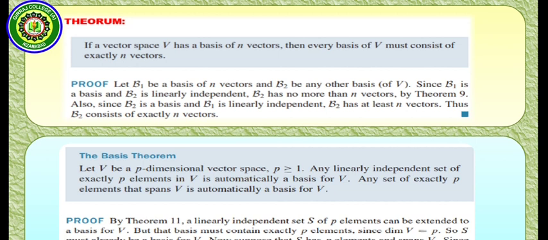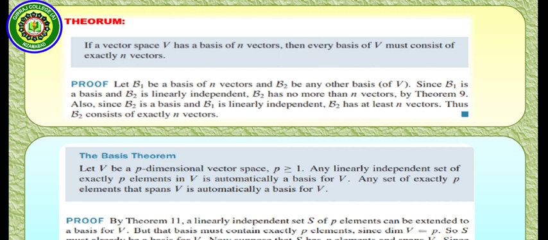So by theorem 9, also B2 is a basis. Here B2 is linearly independent, and B2 has no more than n vectors by theorem 9. Also, if B2 is a basis and B1 is linearly independent, we apply it the same way. So B2 has compulsorily n vectors, and thus B2 consists of exactly n vectors. Therefore both the bases of a vector space have the same number of vectors.